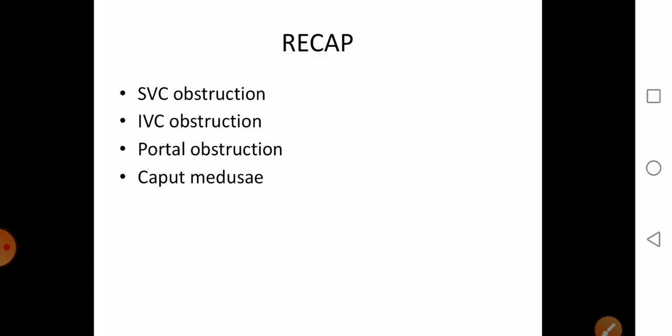So caput medusae was dilatation of vessels around the umbilicus, and we also discussed how we could differentiate between the different types of obstruction based upon the direction of blood flow in the veins surrounding the umbilicus.